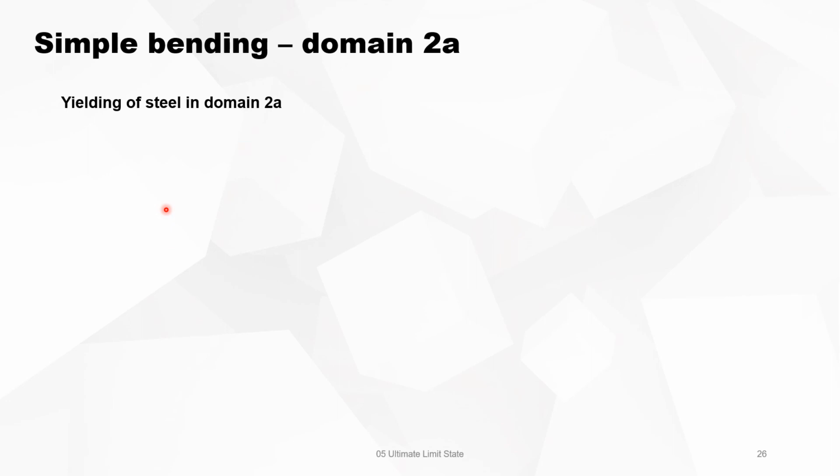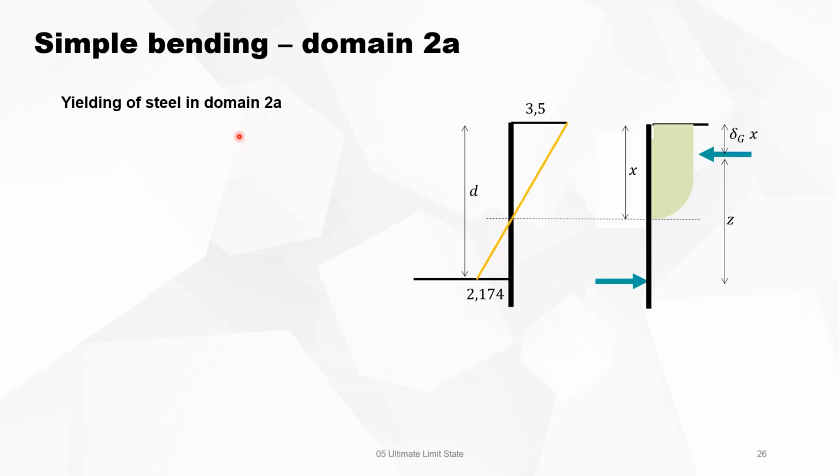Now we will look at the yielding of steel in domain 2A. You have the strain diagram for the concrete is 3.5 per mil. For the steel, it's equal just at the point where the steel is yielding. It means this is for BE500 equals to 500 divided by the material factor, which is 1.15, divided by the modulus of elasticity of steel, which is 200,000. So you have 2.17 per mil.